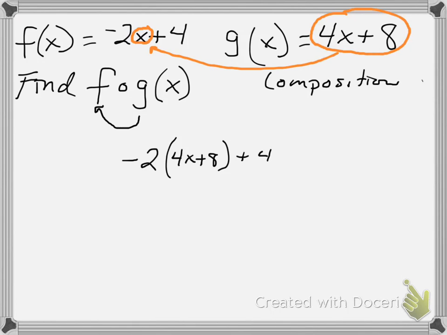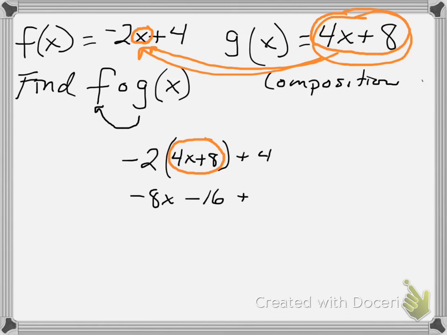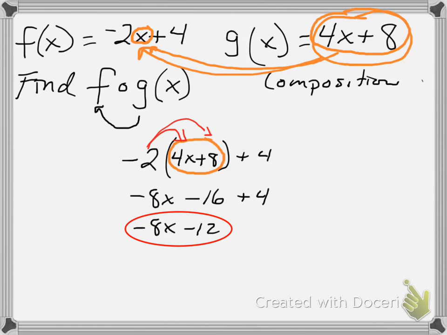Negative 2 times 4x plus 8, plus 4. And now I simplify. And I have now combined those two functions into one. Distribute the negative 2. Negative 8x minus 16 plus 4. And simplify. The negative 16 plus 4 is negative 12. So the correct answer is negative 8x minus 12.